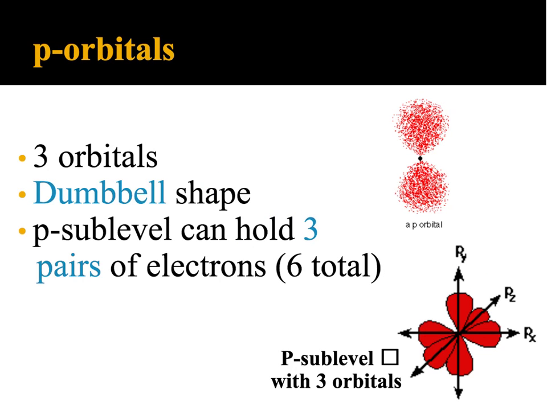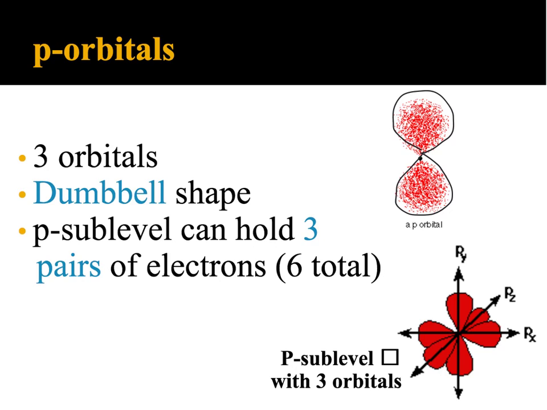A p orbital. Now here's where it gets weird and mathematical, and scientists and mathematicians have come up with these 3-dimensional areas of space that are pretty weird. This guy is called dumbbell shaped. I think it looks like a propeller, so I remember P is for propeller.